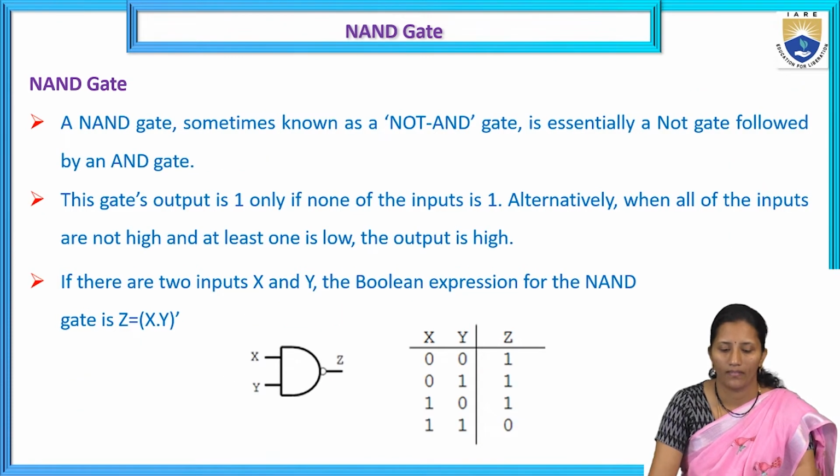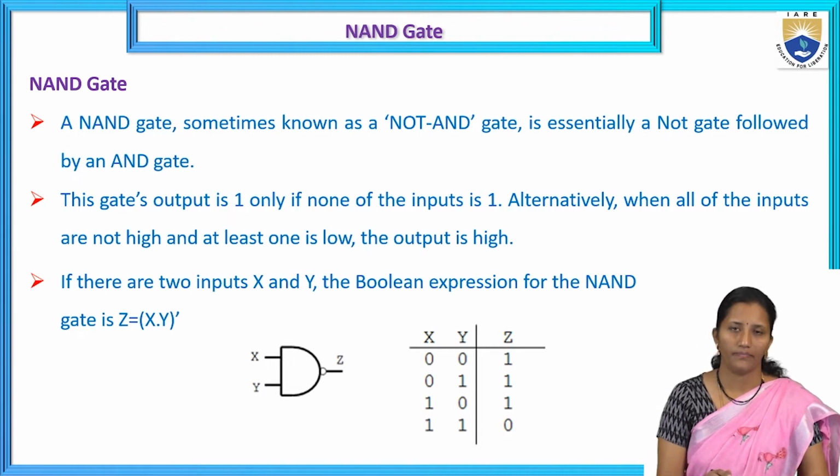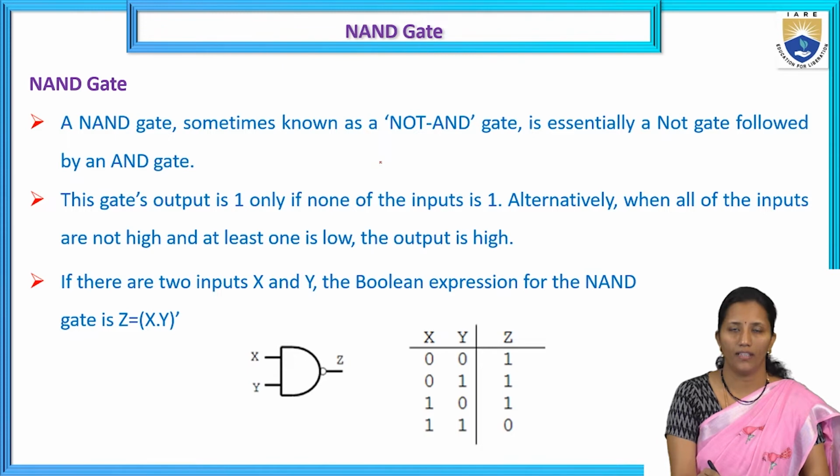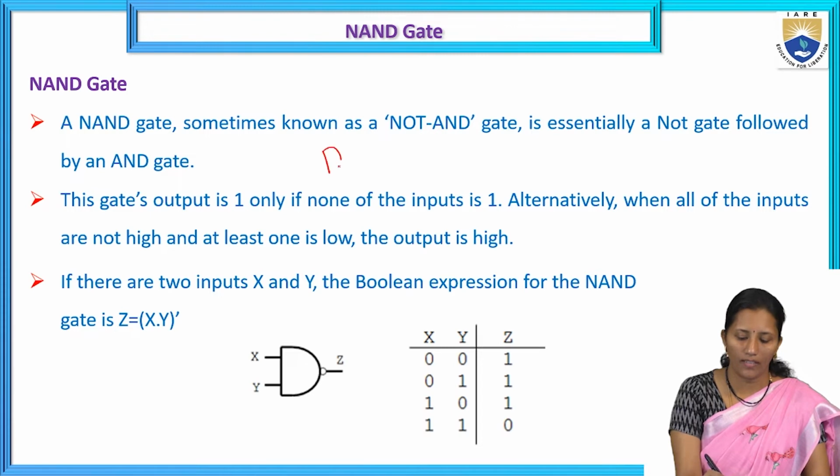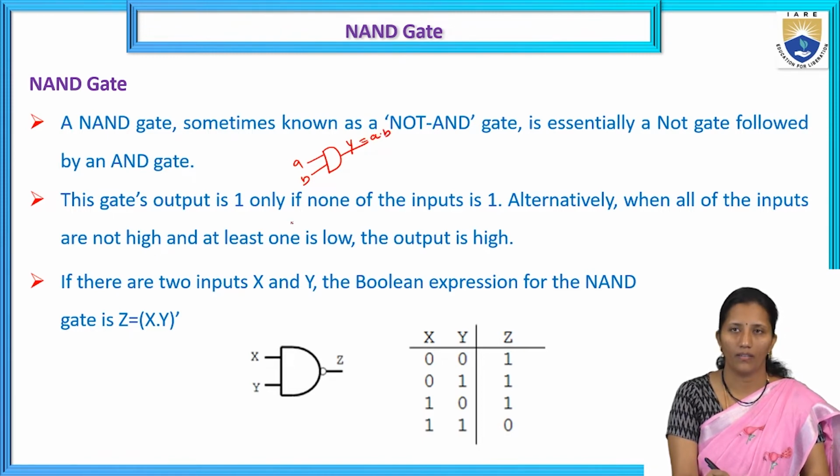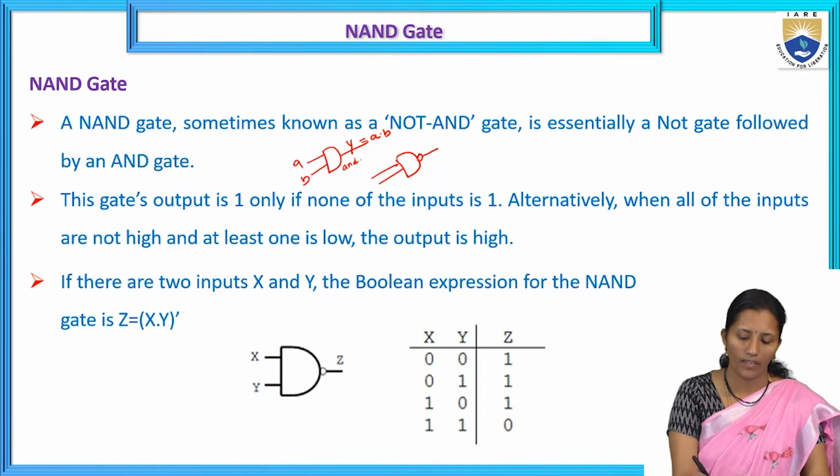Next, the NAND gate. The NAND gate is sometimes called the NOT AND gate. Here the AND gate symbol is this one, with inputs A, B. Suppose Y is the output, directly A into B we will write here. But for the NAND gate, we have to get the inverse of the output. In the NAND gate symbol, the bubble indicates the inverse of the output. So here A, B, and here we have Y.